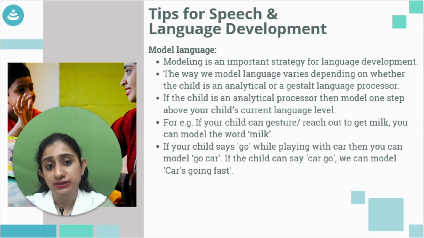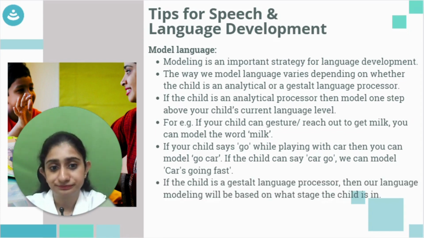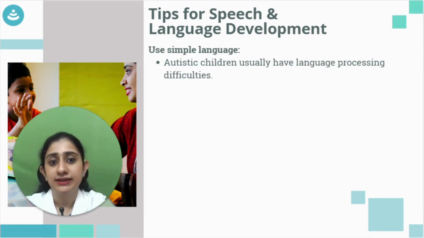And if your child says go while playing with the car, then you can model a two-word utterance, that is go car. If the child can say car, go, which are two words, then we can model three-word utterances, that is cars go or car goes fast. If the child is a gestalt language processor, then our language modeling will be based on what stage the child is in. Next is using simple language.